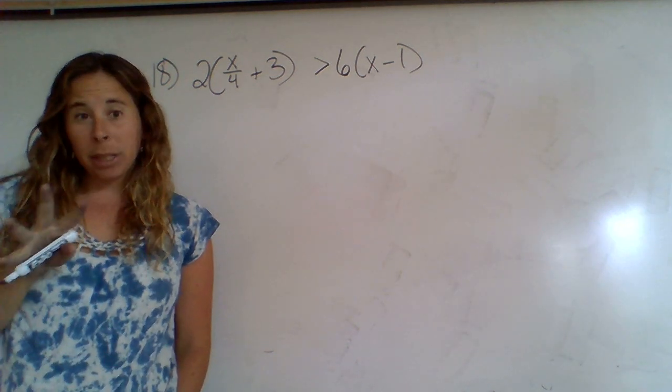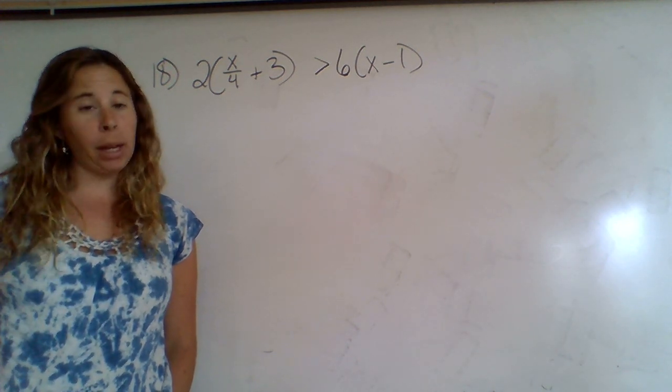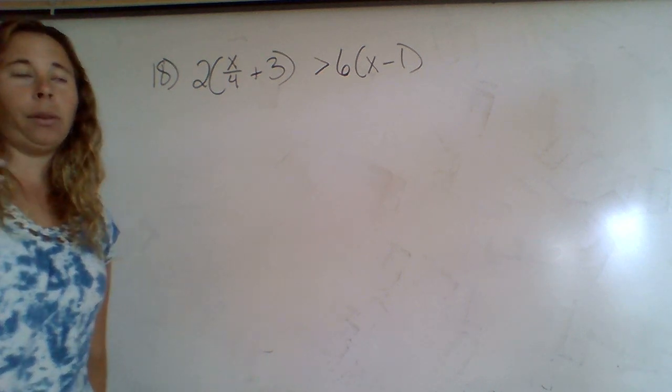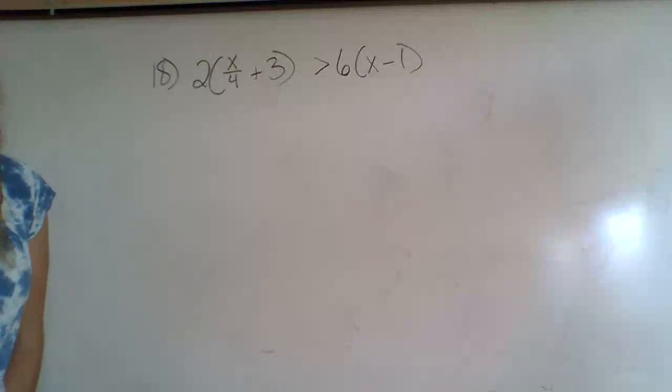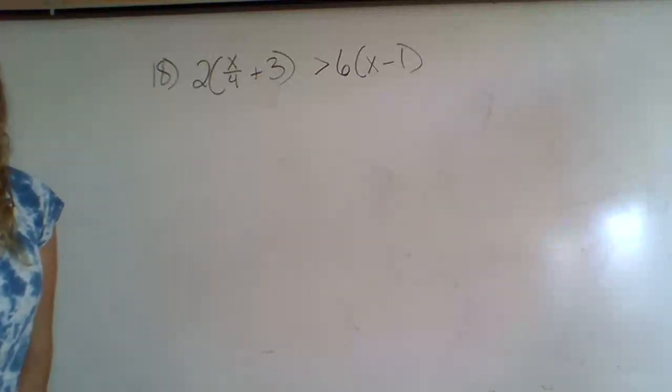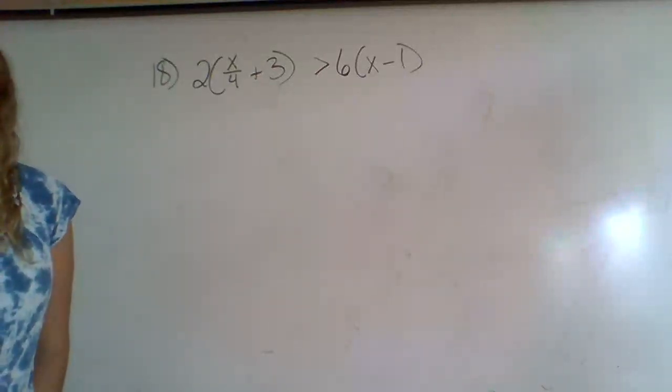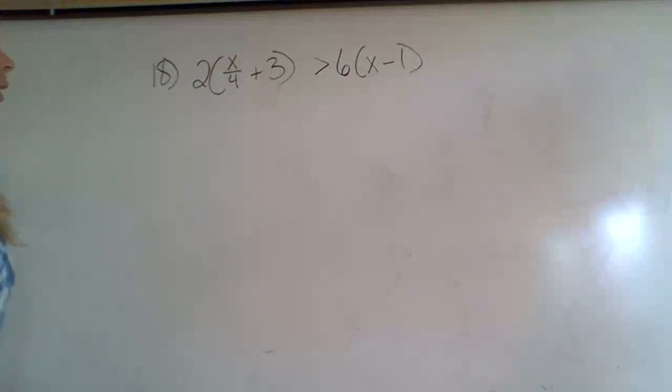Okay, this is still 5.7 homework, but this is the extra credit. So if you're trying to do the extra credit and you get stuck, let me see if I can help you out a little bit. So this is number 18. So 16 through 19, it says solve the following inequalities, write the solution set in interval notation, and graph on a number line. All right.